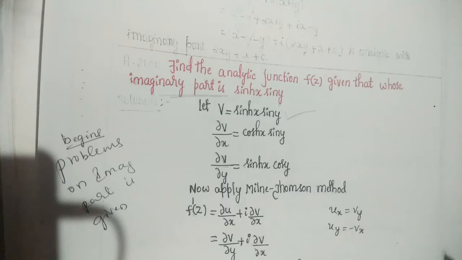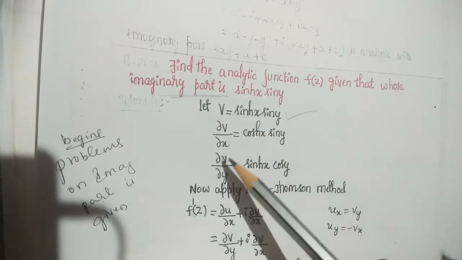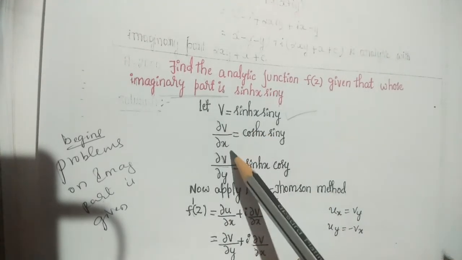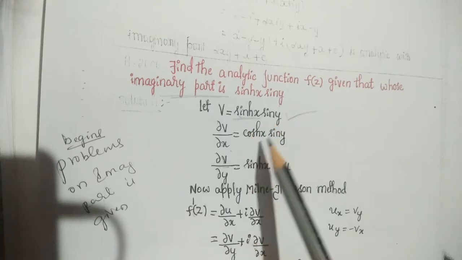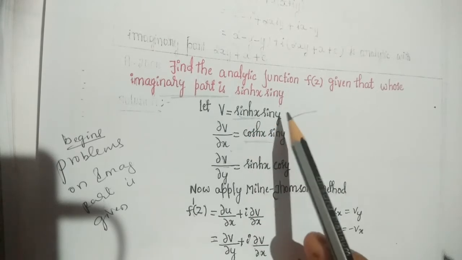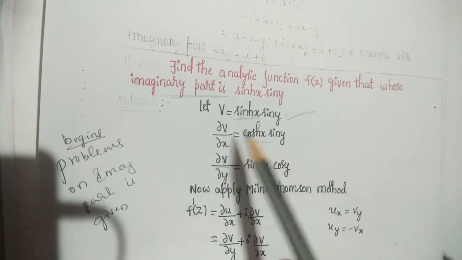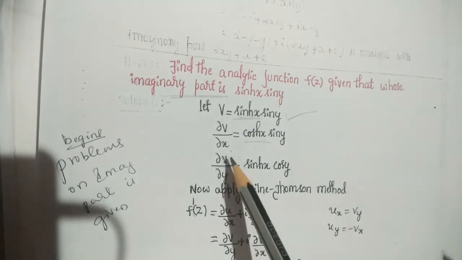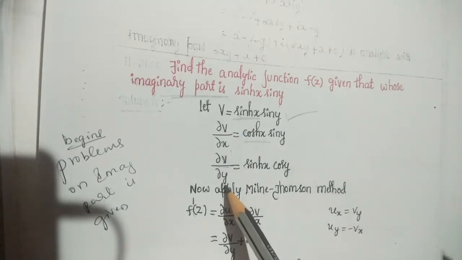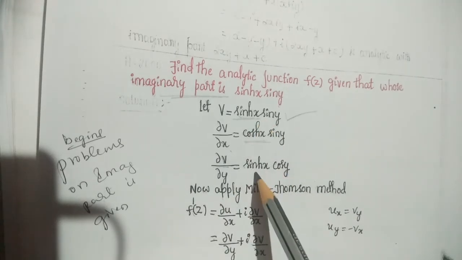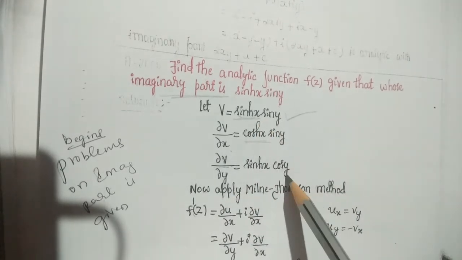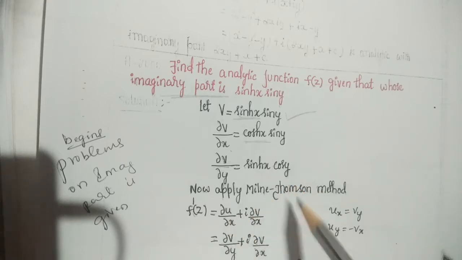So differentiate v with respect to x and v with respect to y partially. With respect to x, the differentiation of sin hyperbolic x is cos hyperbolic x, and sin y stays as it is because we differentiate with respect to x only. If you differentiate v with respect to y, keeping x constant, sin hyperbolic x stays as it is, and the differentiation of sin y is cos y. So now apply the Milne-Thomson method.